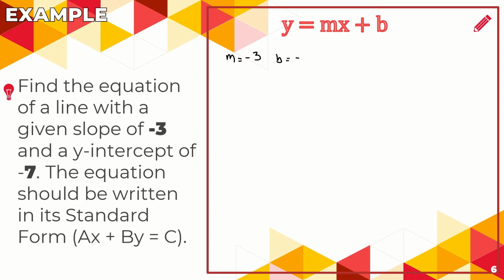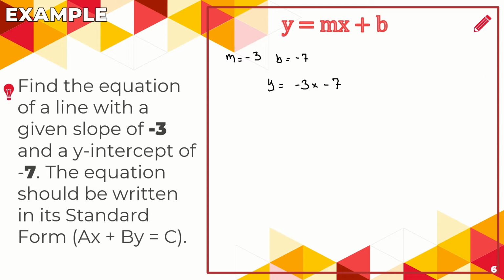So we're going to use slope-intercept form. First thing to do is to substitute the given. So y equals -3x. Instead of a plus sign, we're going to use a negative or minus sign because of -7.